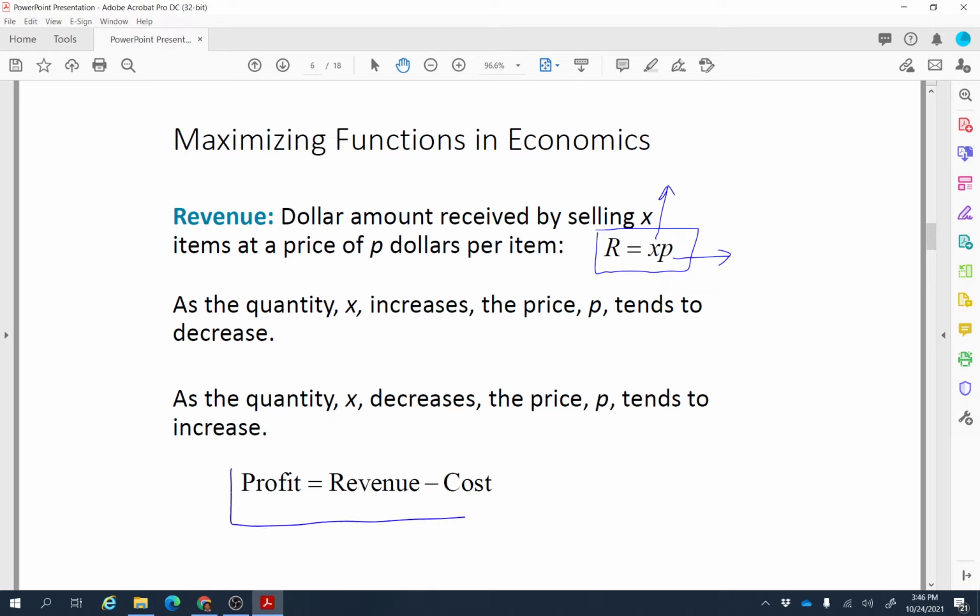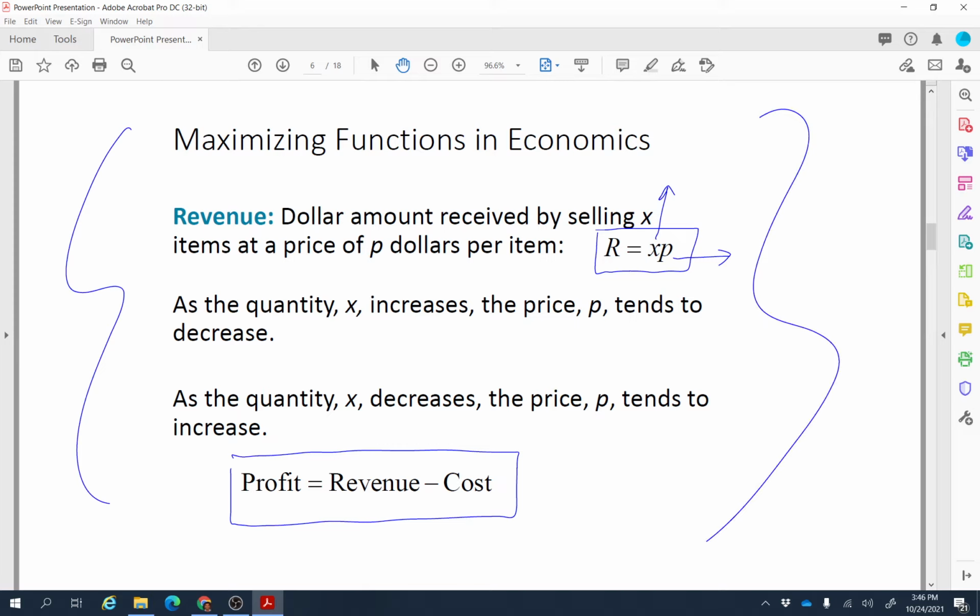So finally there is another formula, called profit equals revenue minus cost. So this is basic information you have to know before you solve problems from this area.